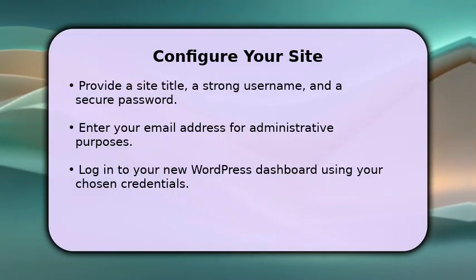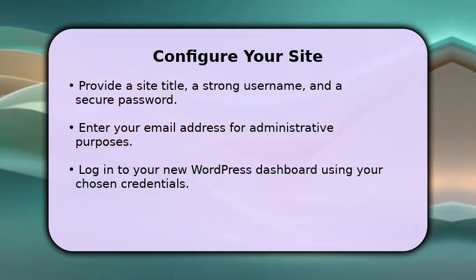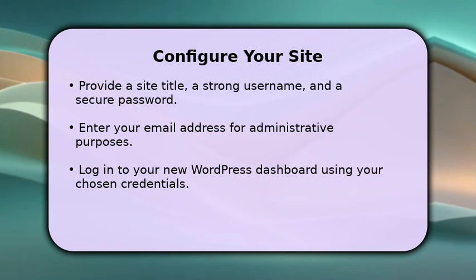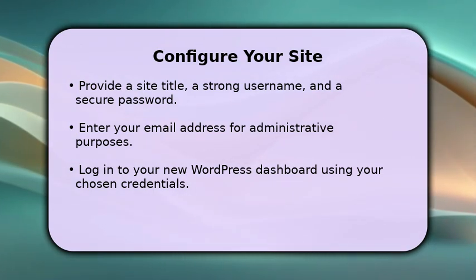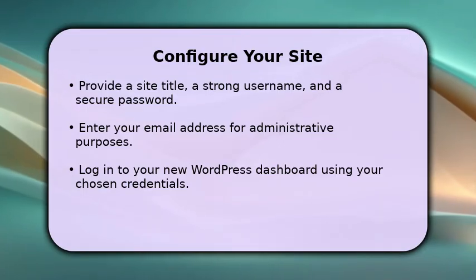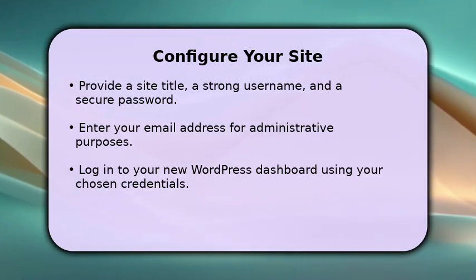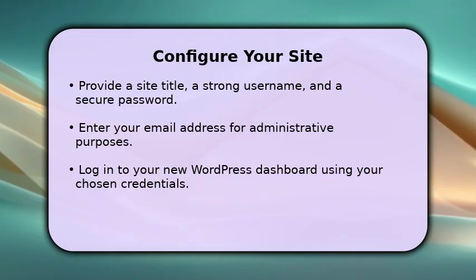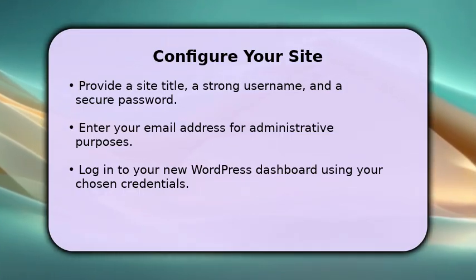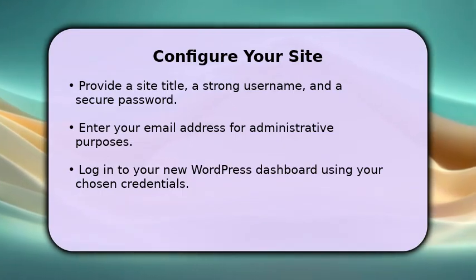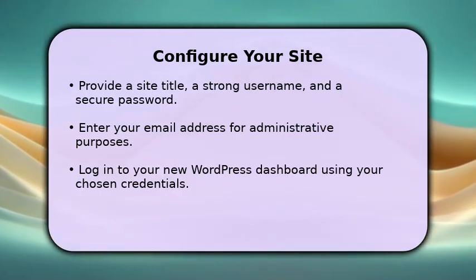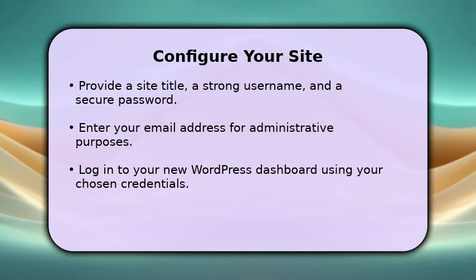Choose a compelling site title, create a strong username, and set an equally secure password for your administrator account. Remember to use a combination of uppercase and lowercase letters, numbers, and symbols for maximum security. Also, provide your email address. After completing these steps, click Install WordPress, and then log into your brand new WordPress dashboard to begin customizing your site.